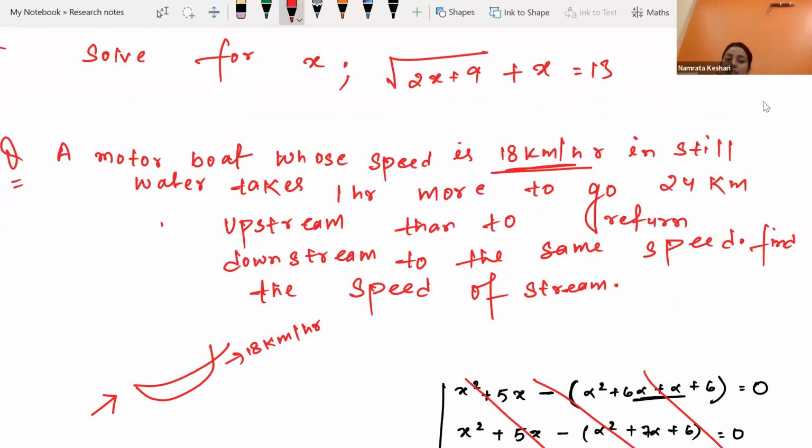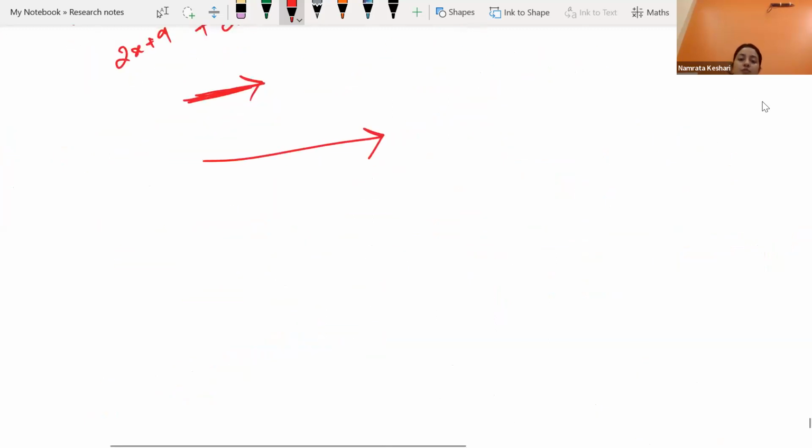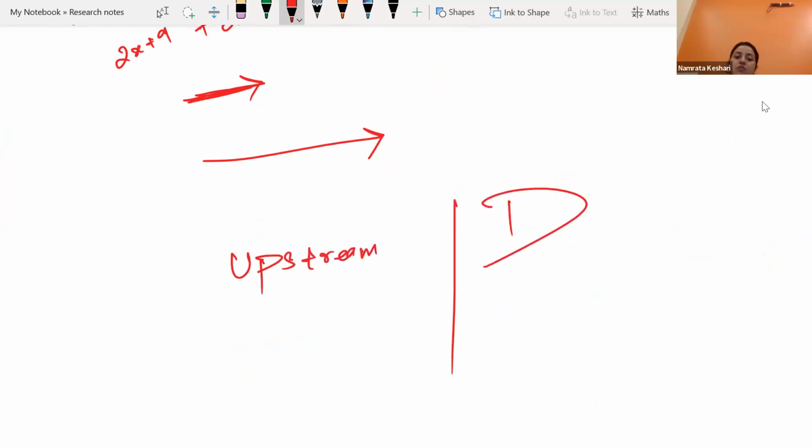Okay, so let me read the question. A motorboat whose speed is 18 kilometer per hour in still water takes 1 hour more to go 24 kilometer upstream than to return downstream. So what is upstream and downstream? Upstream means, and downstream means what?